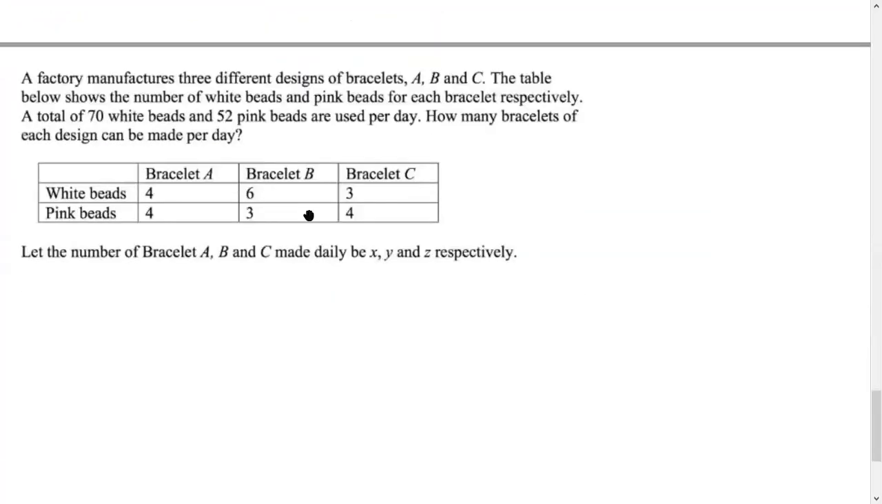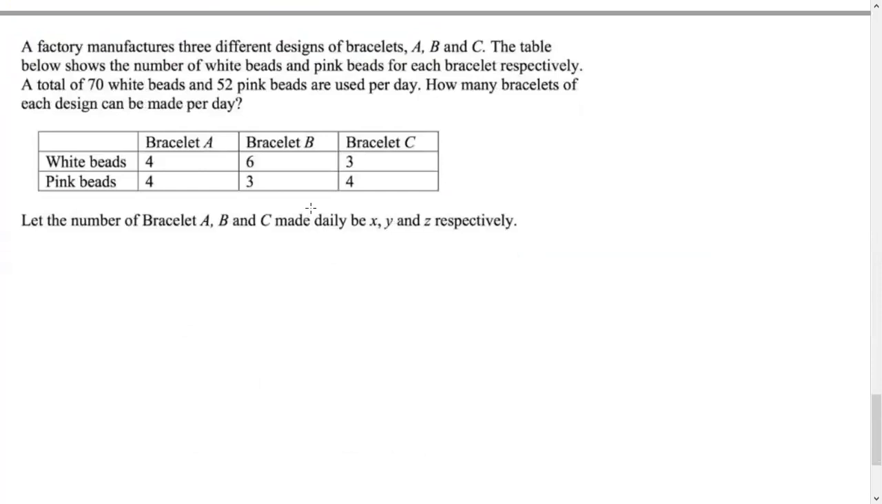Okay, let's move on to the last question. This last question will also be similar to what we studied just now. Just have a feel of what this whole thing is about. Same thing: we have a factory manufacturing 3 different bracelets, A, B, and C. The tables below show the number of white beads and pink beads for each bracelet required. A total of 70 white beads and 52 pink beads are used per day. How many bracelets for each design can be made?